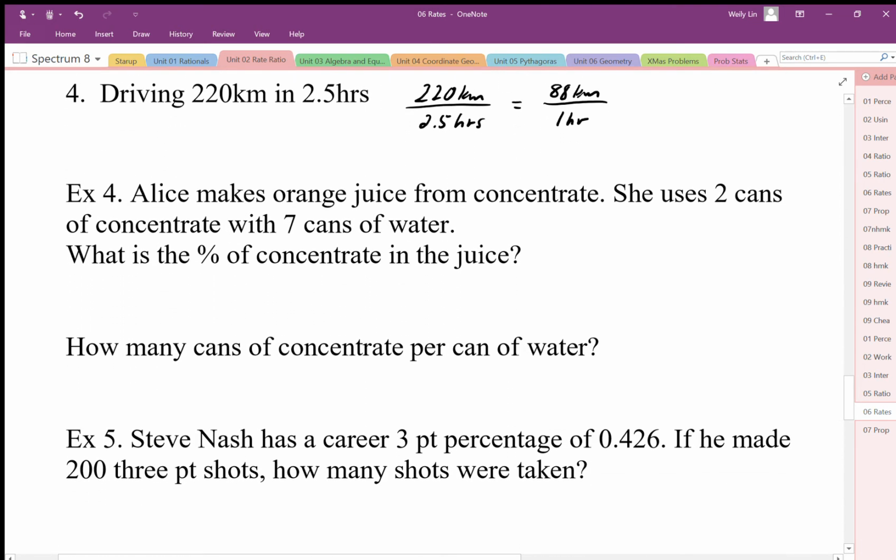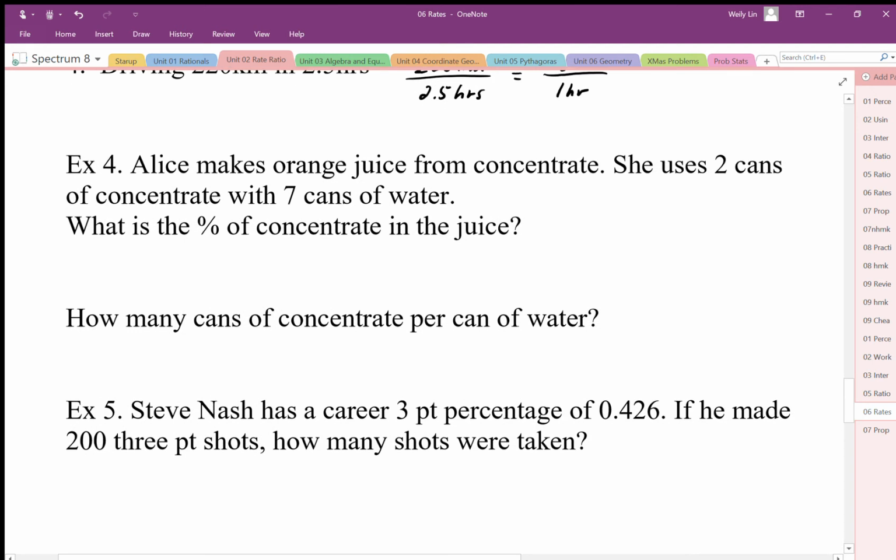So here we have Alice. She's making orange juice from concentrate. So you can buy these frozen concentrated orange juice, and then you can mix them with water to make regular juice. So she's using 2 cans of concentrate with 7 cans of water. Okay, so what percent concentrate is the juice? So we have to be careful because the juice is the concentrate and the water together.